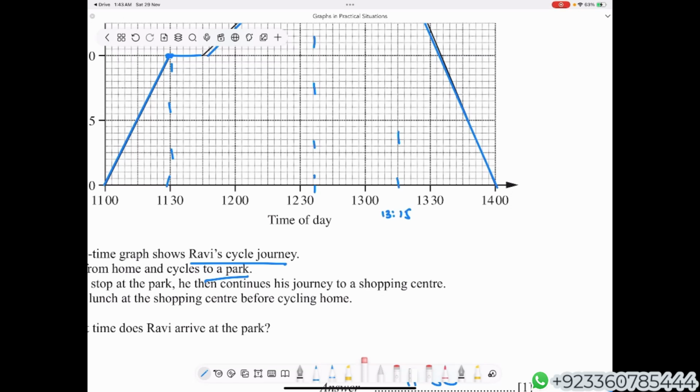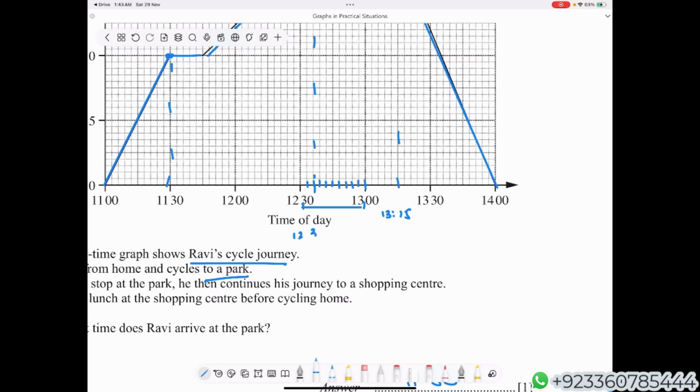So these 10 small boxes represent half an hour. They represent 30 minutes. So one small box is representing 3 minutes. So 3, 6, 9, 12, 15, 18, 21, 24, 27, 30. So one small box is representing 3 minutes, so two small boxes are going to represent 6 minutes.